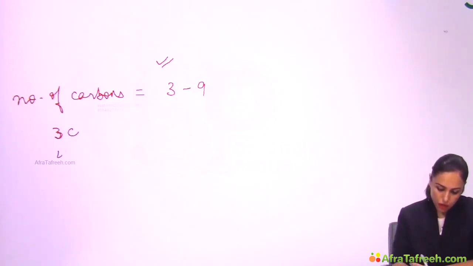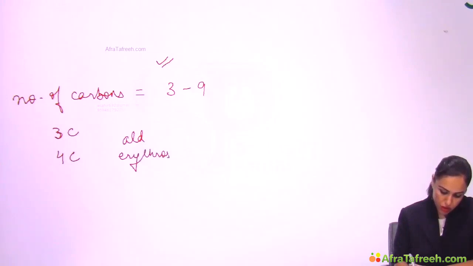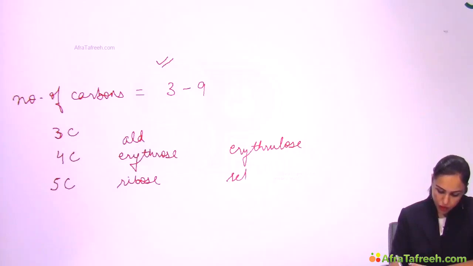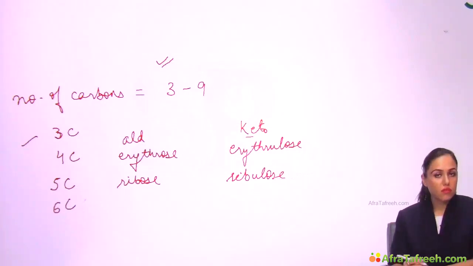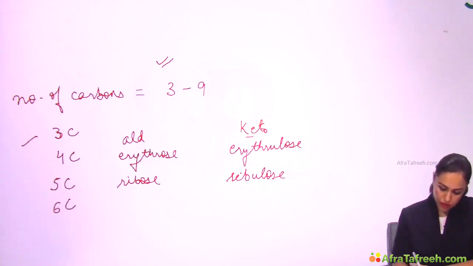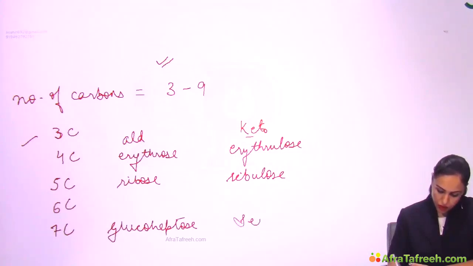This we've already done. 4 carbon aldehyde form is erythrose. Keto form is erythrulose. 5 carbon aldehyde form is ribose. Keto form is ribulose. Then 6 carbon also you know, glucose and fructose, right? Then in case of 7 carbon, it is glucoheptose, and keto is pseudoheptulose.